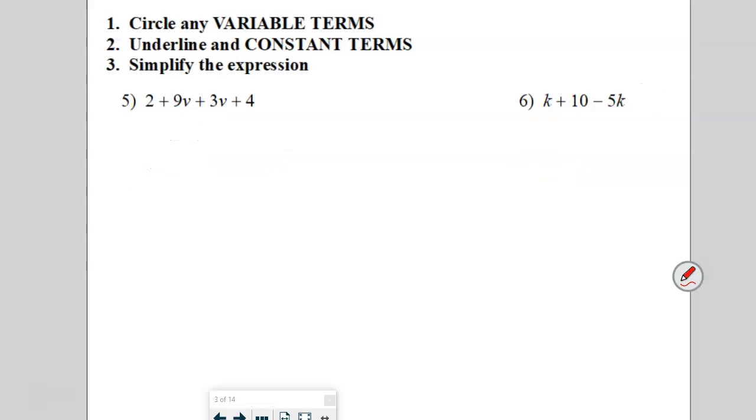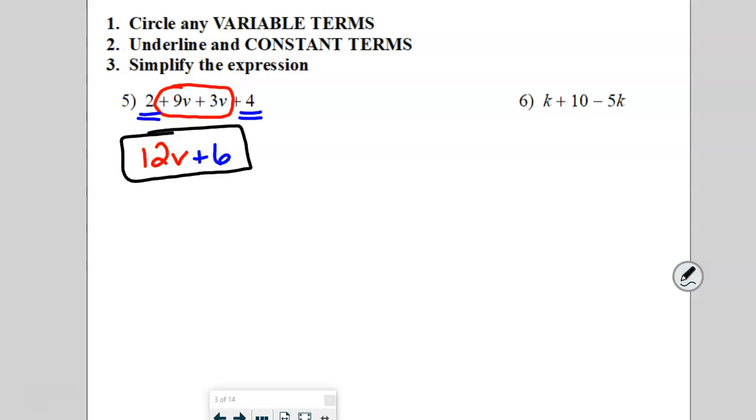All right, same directions, more problems. Here we go. Circling the variable terms. And then we're going to underline our constant terms and simplify. So positive 9v plus positive 3v, adding these together gives us a 12v. And then 2 plus 4 is plus 6.